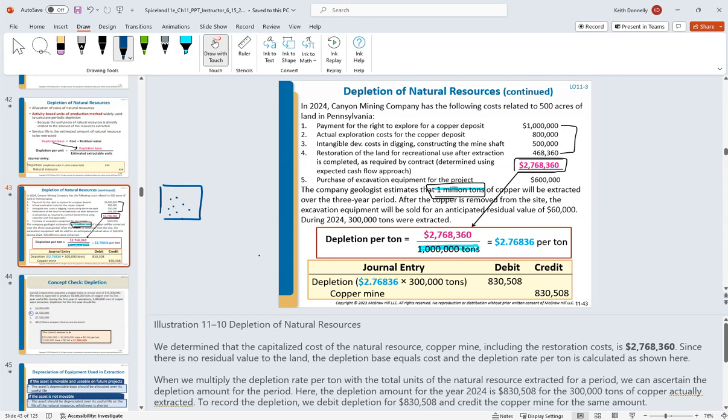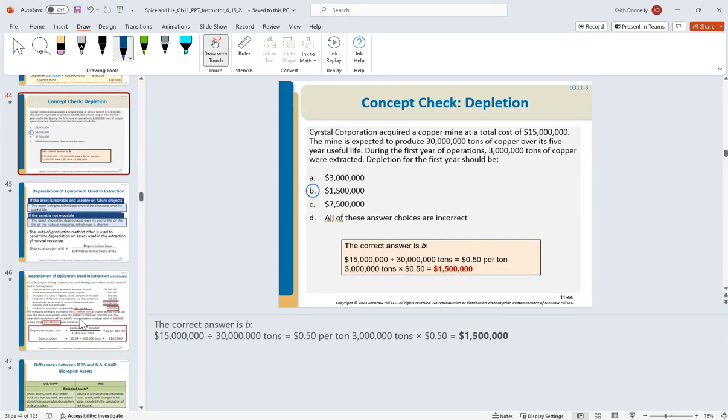There's the natural resource. In year 1, we ripped out 300,000 tons, so that comes from right here, 2024. We'll take the 276 times the 300,000. There's our depletion expense for the year. It's not that much different from the truck where you estimate the miles. We estimate in total 100,000 miles, and we actually drove 15,000 miles. It's a function of usage. It's activity based.